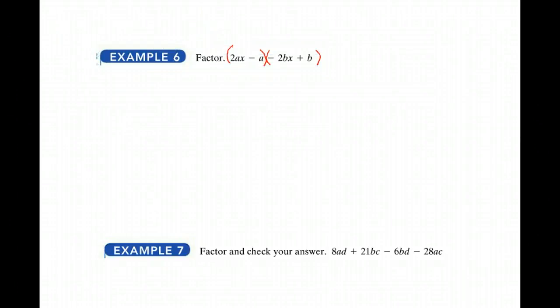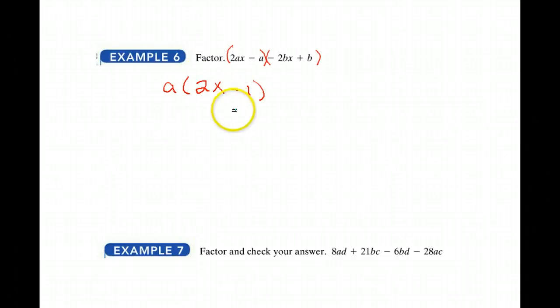Slide that back up there every once in a while. It moves itself down. Once you have your parentheses in place, you're going to look for the GCF of each group. The GCF of the first group is A. So we're going to go ahead and factor out that A. And that's going to leave us with 2x minus 1.